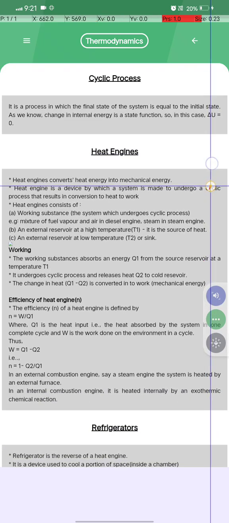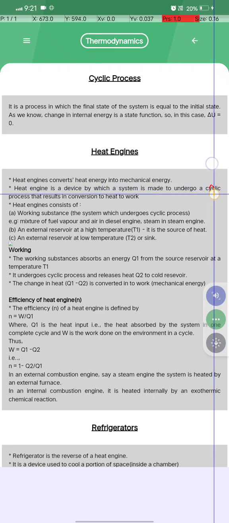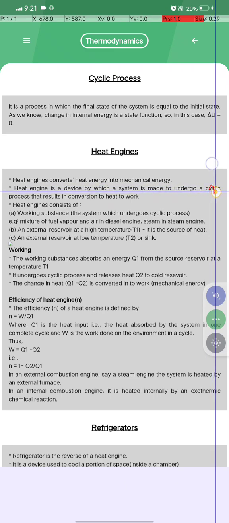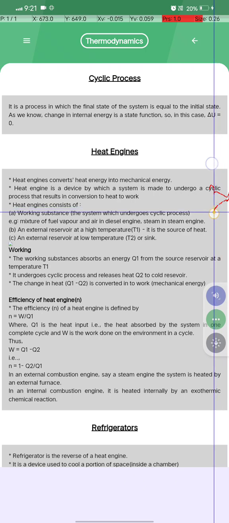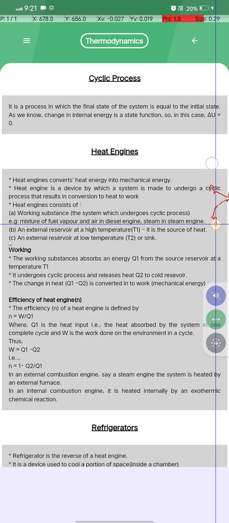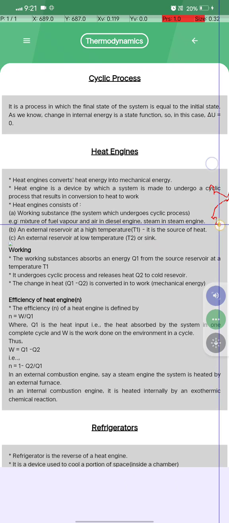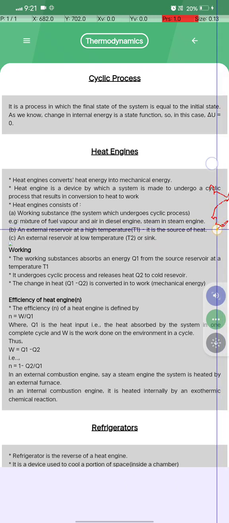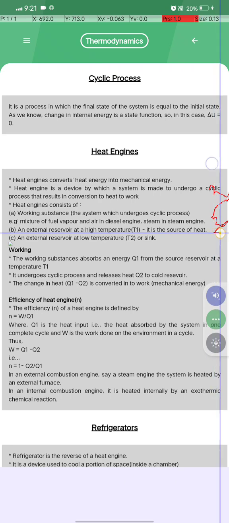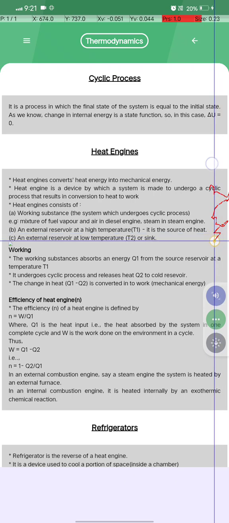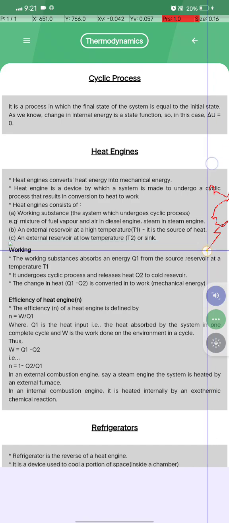Now, what does a heat engine do? A heat engine converts heat energy into mechanical energy. It is a device by which a system undergoes a cyclic process that results in the conversion of heat to work. A heat engine consists of: a, a working substance, that is, the system, which undergoes a cyclic process, for example a mixture of fuel and air in a diesel engine and steam in a steam engine; b, an external reservoir at a high temperature T1, which is the source of heat; c, an external reservoir at low temperature T2, or sink.